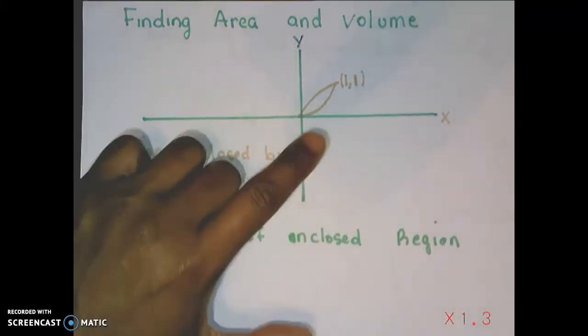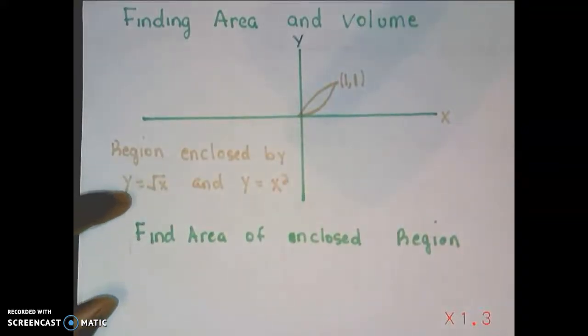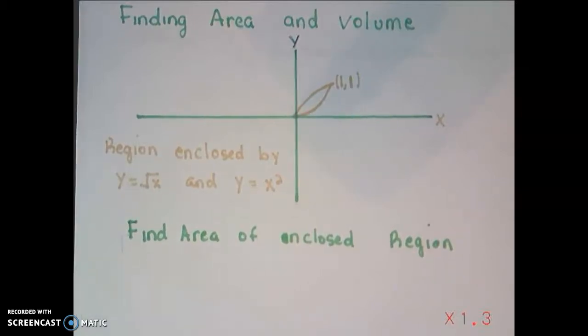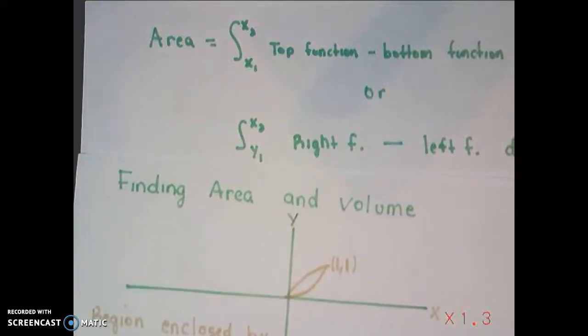So we have this enclosed region here. The region is enclosed by the function the square root of x and x squared. And so we want to first find the area of the enclosed region. In order to find the area of an enclosed region, I don't know if you guys remember this, we're either going to do the top function minus the bottom function or the right function minus the left function. And so let's go ahead and look at that.